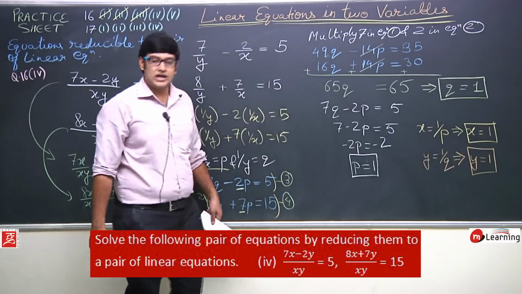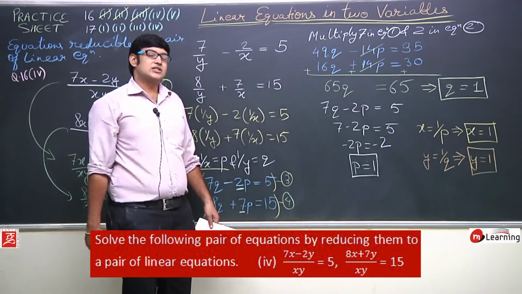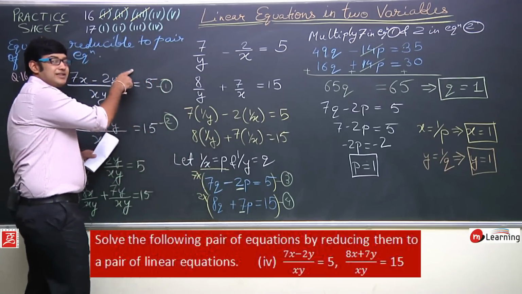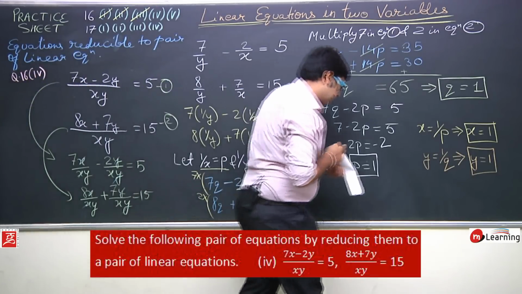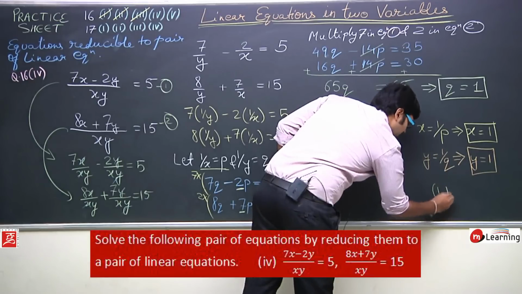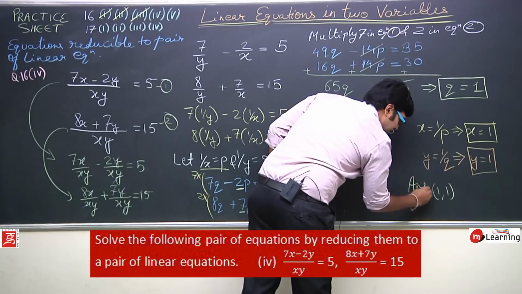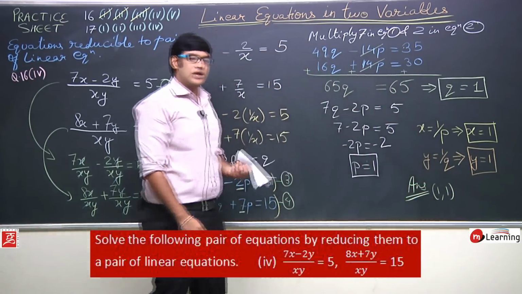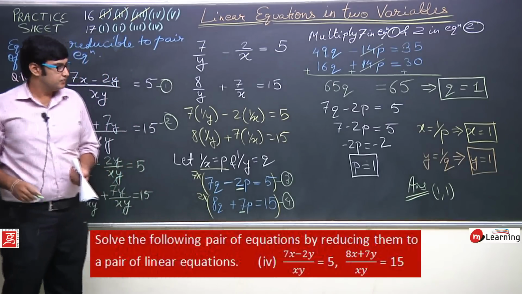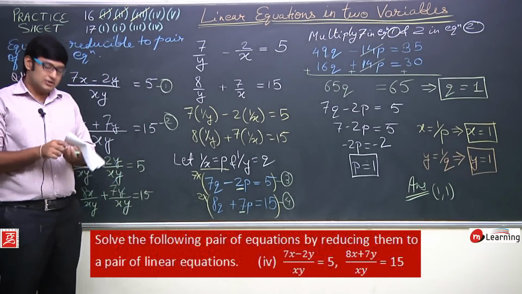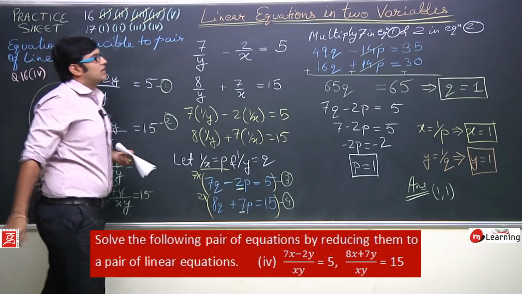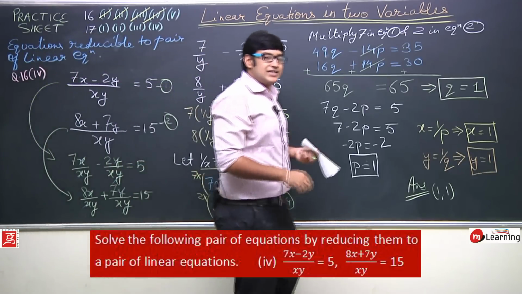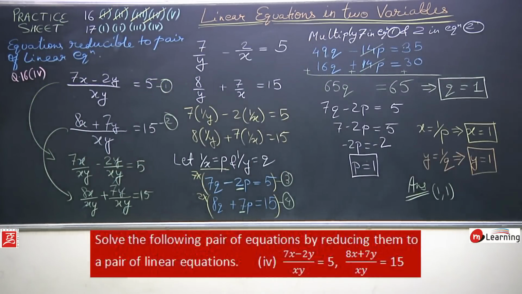The value of y is 1. Hence the solution for this pair of equations in two variables will be 1, 1, and this is the answer. Okay, 1, 1. So in this way you need to solve the fourth part of question number 16. So we have completed this fourth part. First note this down, then we will continue solving the fifth part.